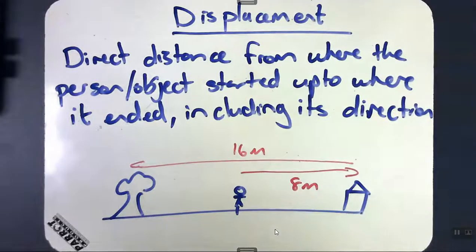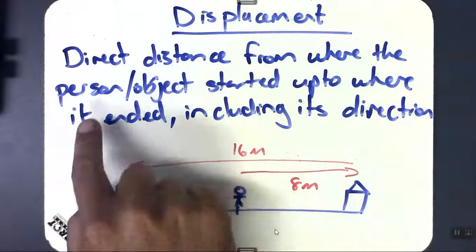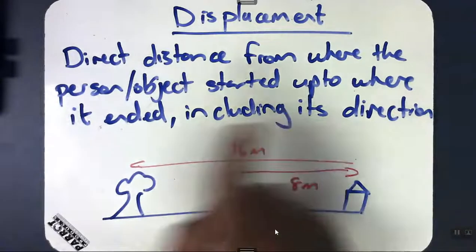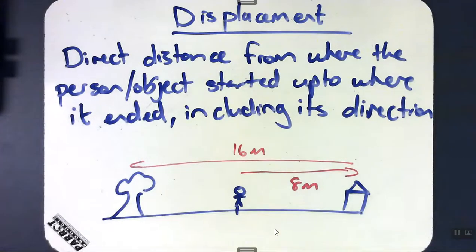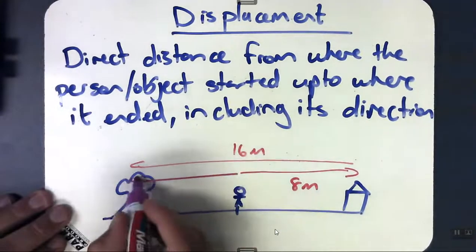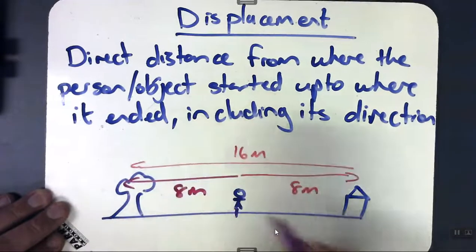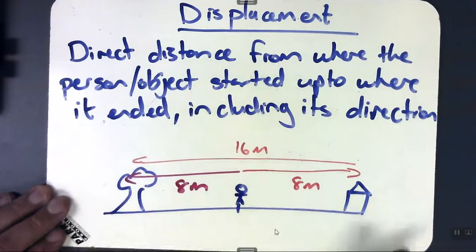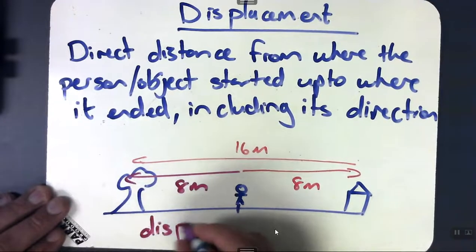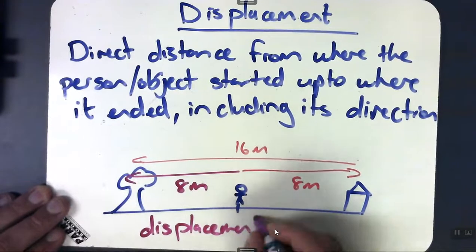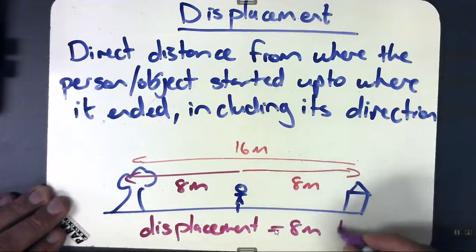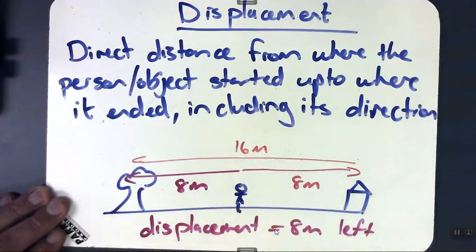Now, with regards to displacement, the definition of displacement is the direct distance from where the person or object started up to where it ended, including the direction. So we know now that the person started here and ended there. So he moved 8 meters to the left. So his displacement is 8 meters left of where he started.